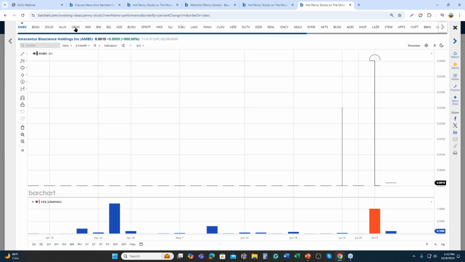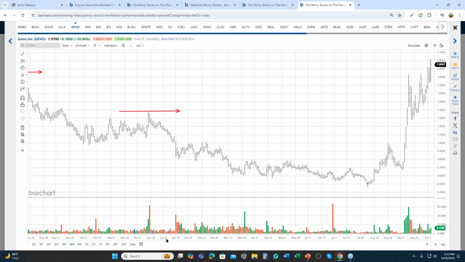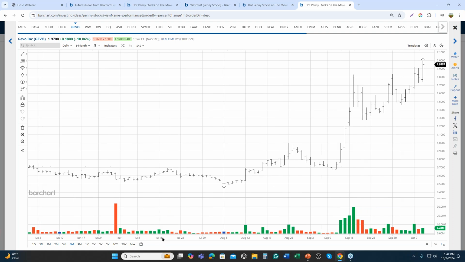So here's GEVO, and we look at this over the last year, right? It was basically a stock that was trading flat, but now it's on the move. Is this the kind of chart pattern you feel more comfortable going long in? I think I would say, yeah, I would definitely be interested in this one.